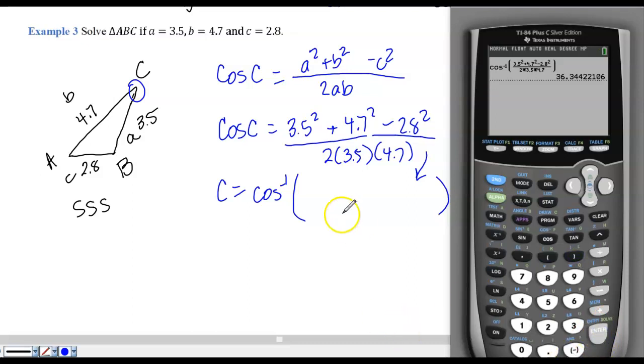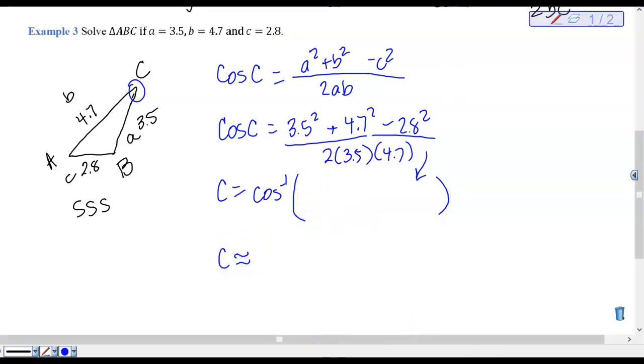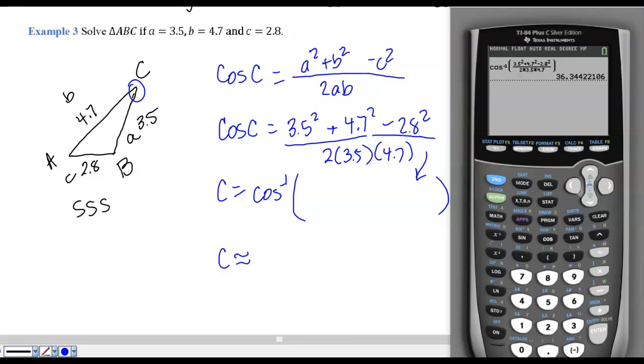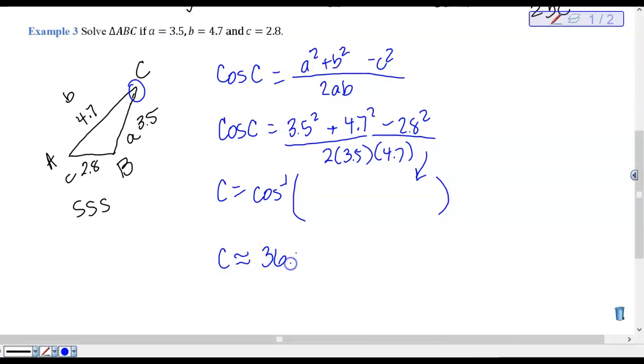36.344222106 degrees. So that gives us C is approximately, let's bring that up one more time, 36.34 degrees. And it's okay to go ahead and go with degrees just to the nearest tenth of a degree in this case. And so there's the value for angle C. We now know that it is 36.3 degrees. Okay, and so your job now is to find angle A and angle B.